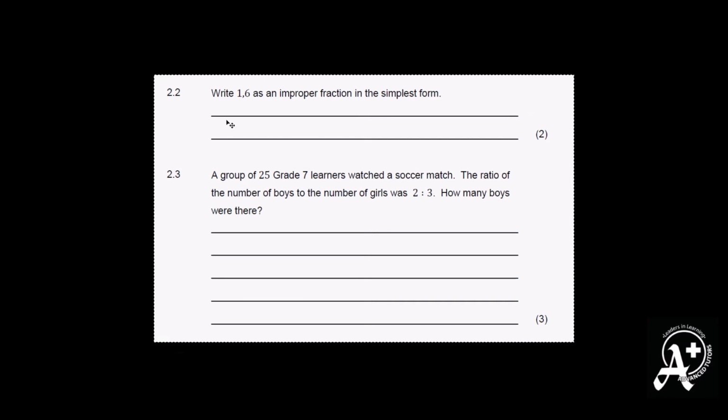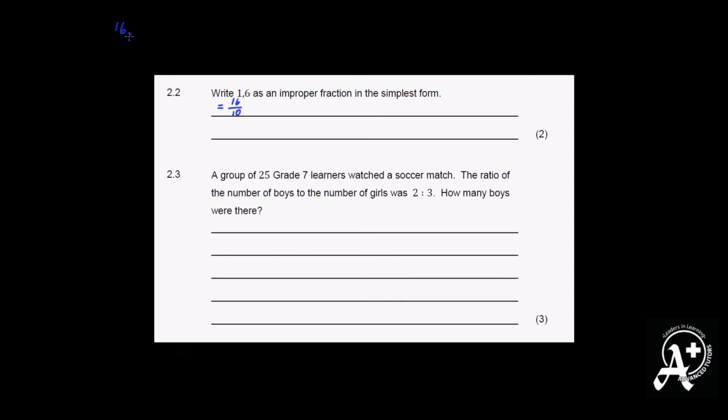In question 2.2, they're asking us to write 1.6 as an improper fraction in its simplest form. Right, so basically what we can say here is we know when we want to take a decimal number to a fraction, we're always going to either put it over 10 or 100 or 1,000 or something like that. So 1.6 written as an improper fraction will simply be equal to 16 over 10. And I'm just going to describe that here at the top quickly.